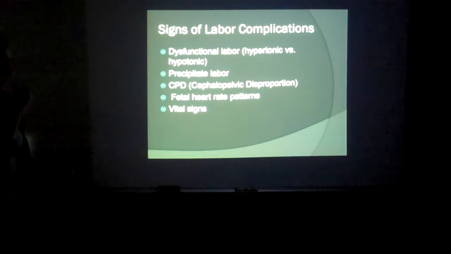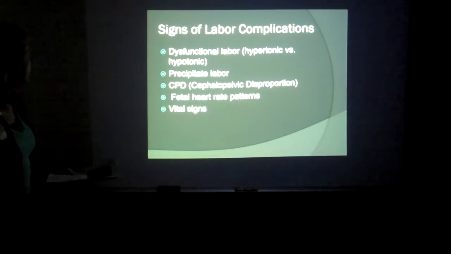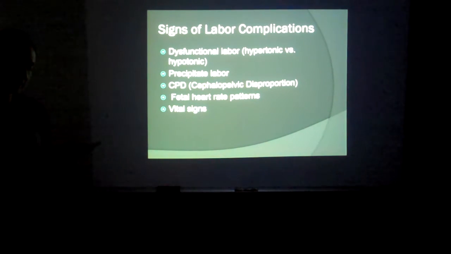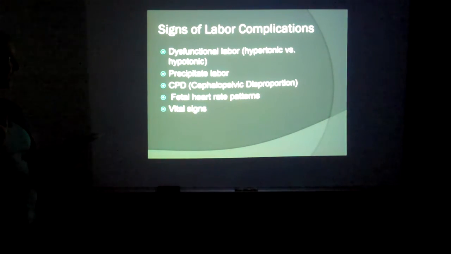Signs of labor complications. This is not all of them. Dysfunctional labor, so contractions can be hypertonic or hypotonic. Hypotonic is they may not be strong enough to cause cervical dilation or may not last long enough. They can be caused by several different things: too much amniotic fluid, bowel or bladder distension. Hypertonic contractions is when there's an increase in uterine tone and doesn't allow the uterus to relax in between. You might want to consider a tocolytic, but if mom has Pitocin running and she has a hypertonic uterus, make sure you stop the Pitocin first.